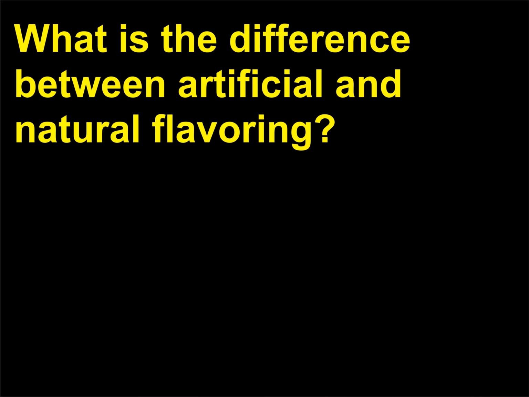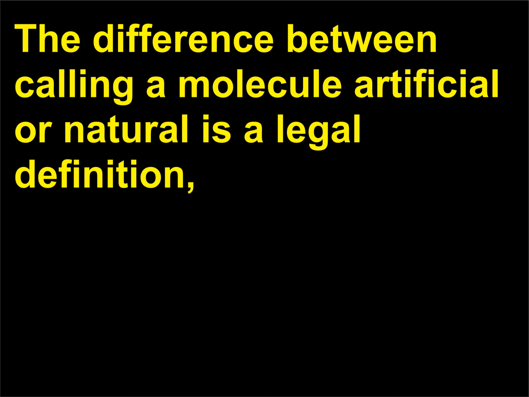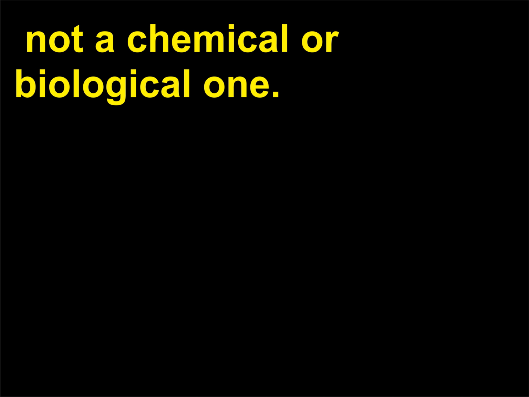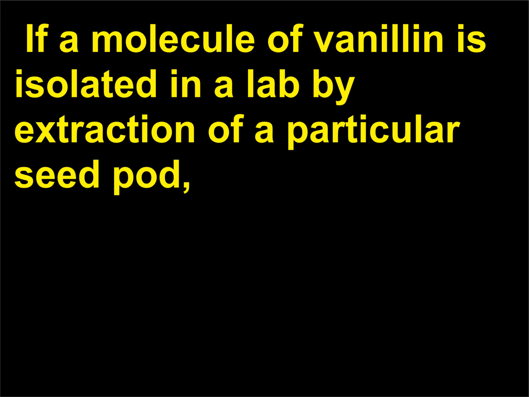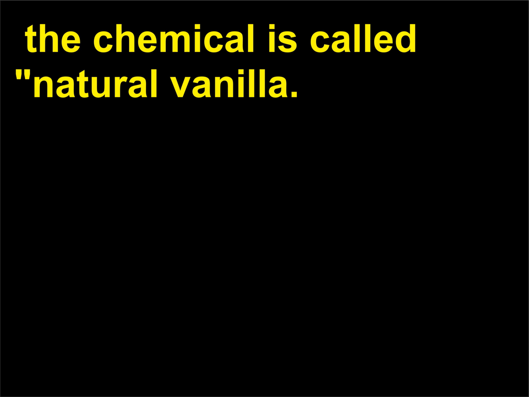What is the difference between artificial and natural flavoring? The difference between calling a molecule artificial or natural is a legal definition, not a chemical or biological one. If a molecule of vanillin is isolated in a lab by extraction of a particular seed pod, the chemical is called natural vanilla.